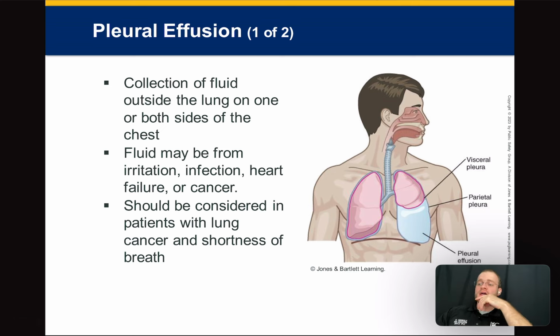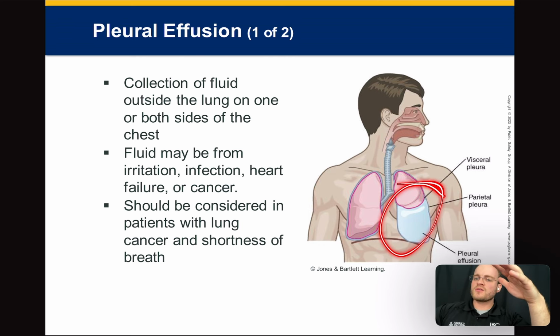Now, with that, we can also get these things called pleural effusions, and this is essentially fluid outside of the lung. Now, this isn't blood, by the way, like red blood. This is typically just fluid, okay? And we typically get these from infection.